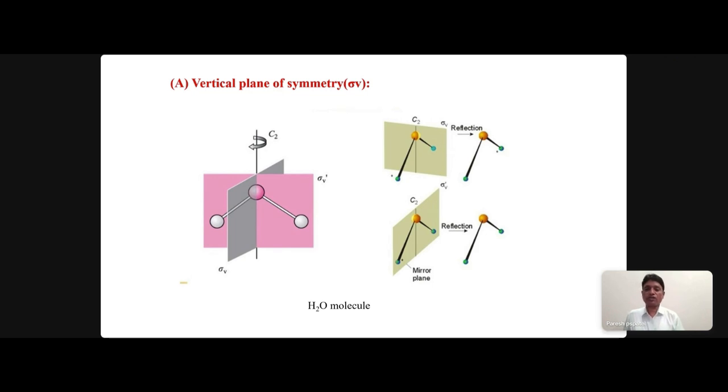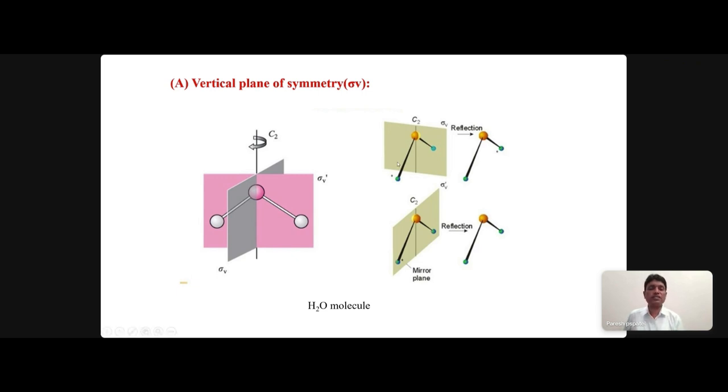As for example, the water molecule. This is the main principal axis of the water molecule, and the water molecule consists of two types of vertical planes. Why vertical planes? Both these planes are parallel to the main principal axis. One plane is the sigma xz plane, another one is the sigma yz plane. The sigma xz plane can also be recognized as the molecular plane. Now, the water molecule consists of two types of vertical planes, that is sigma Vxz and sigma Vyz. These are the symmetry elements.